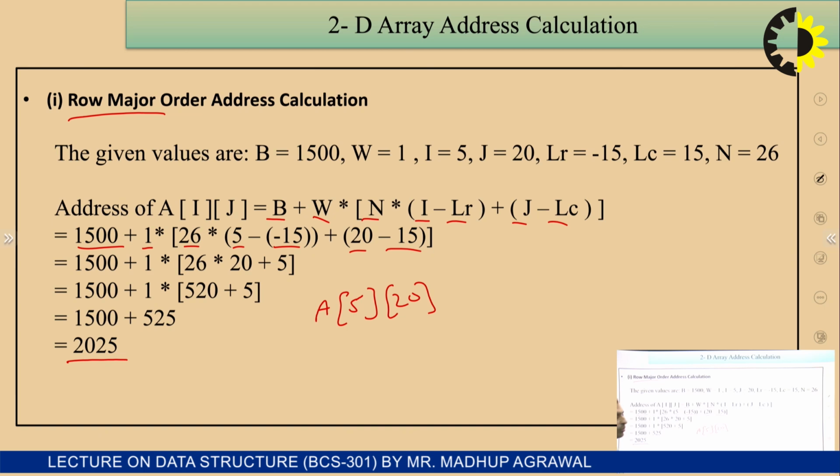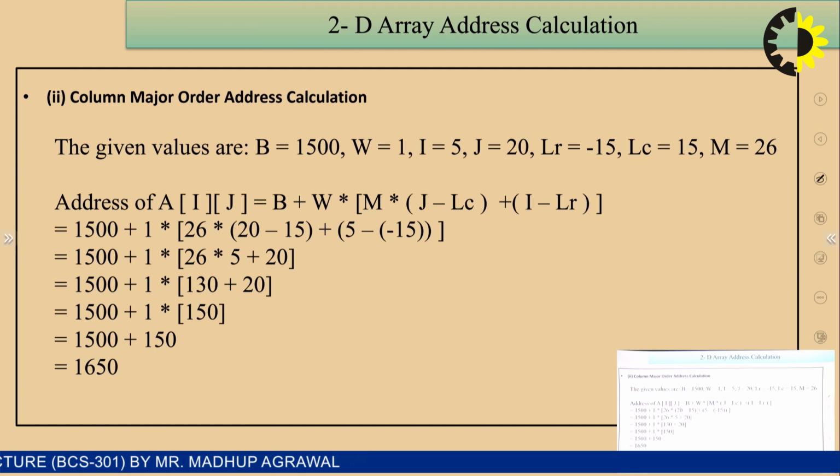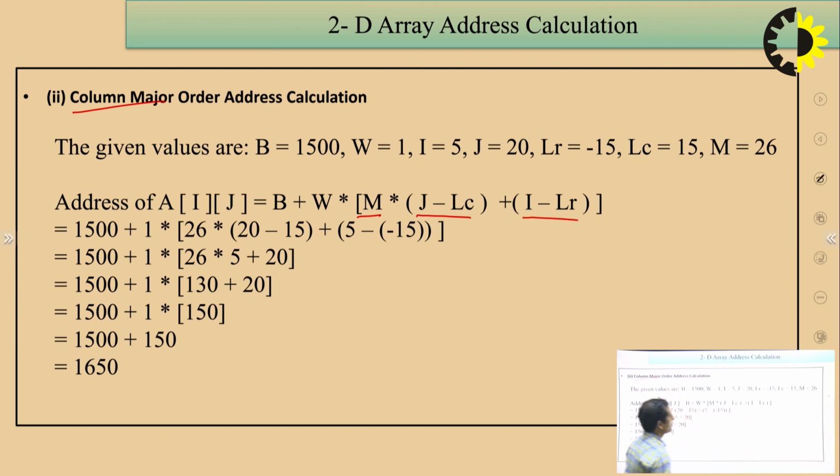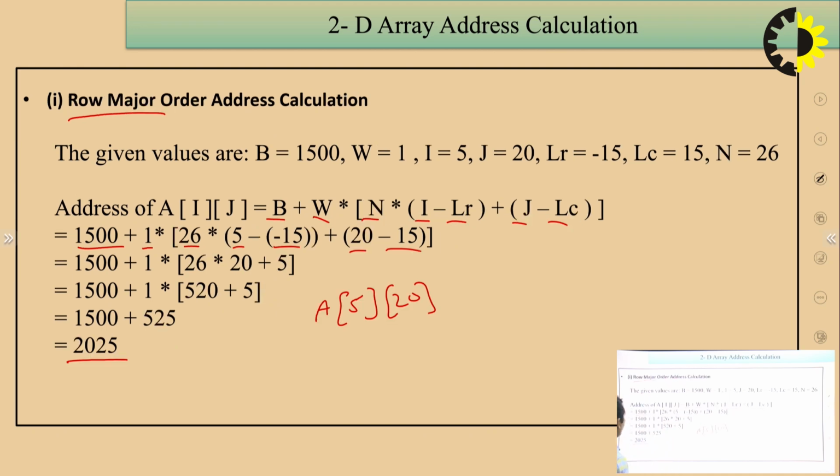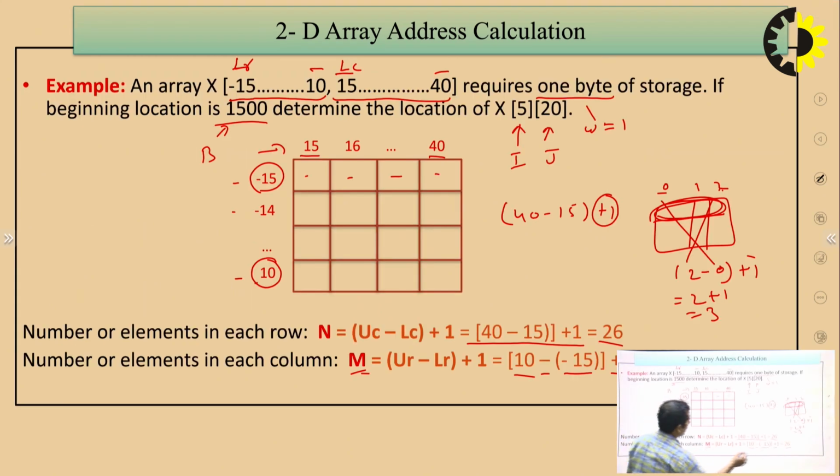Now the column-major order we can calculate in the same way. Now the formula changes: here M takes the place of N, and it is J minus LC plus I minus LR, because this is column-major. So B, the base address, is 1500, W is 1 byte. M is the number of elements in each column, which we have already calculated: M equals 26 in each column.